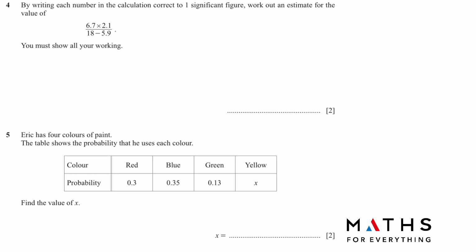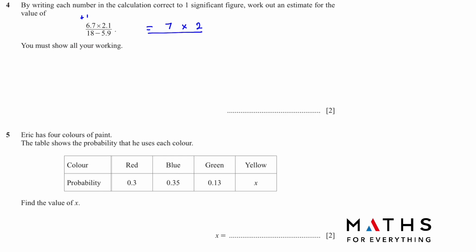Question number 4. By writing each number in the calculation correct to one significant figure, write out an estimate of the value. So 6.7, when you are rounding to one significant figure, the number 7 is more than 5. So if it is 5 or more than 5, you have to add 1. So 6 plus 1, 7. 2.1, 1 is less than 5, so it will remain 2.